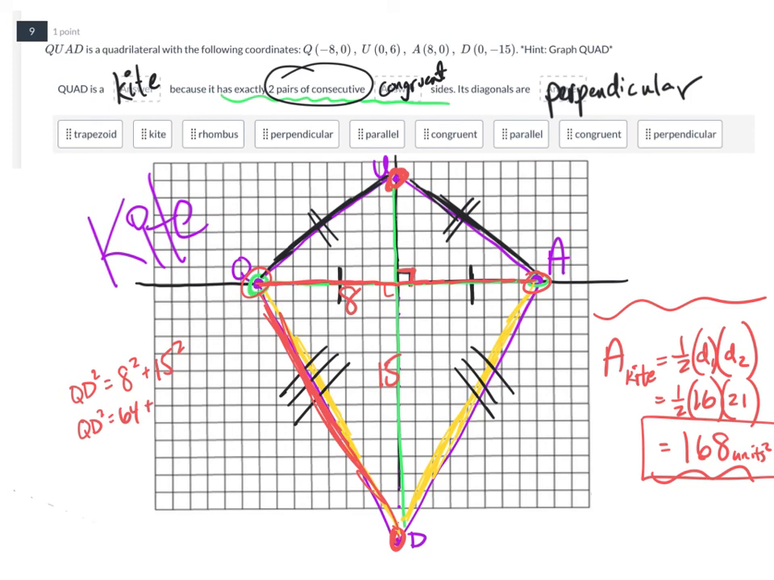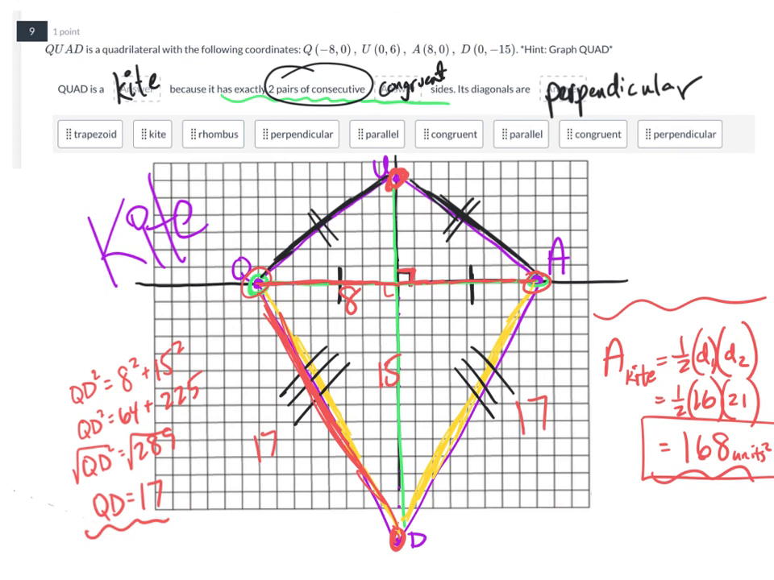What's 15 squared? 225. All right, so 225 plus 64 equals 289. So QD squared equals 289, and I think that's going to be a perfect square. So I'm going to turn my phone sideways and hit the square root button, and it's 17. Hey, QD squared, sorry, just regular old QD, after I square rooted the 289, QD is 17. And if QD is 17, DA is 17.